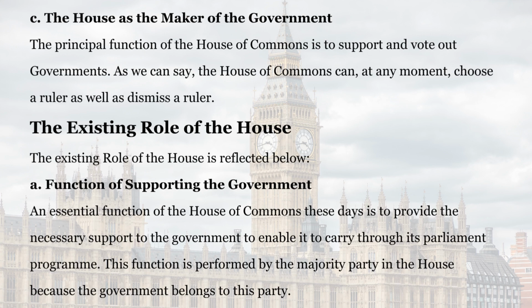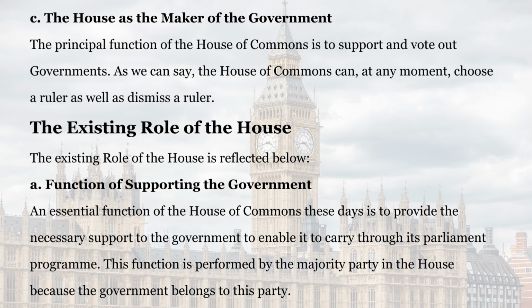C. The House as the maker of the government. The principal function of the House of Commons is to support and vote out governments. As we can say, the House of Commons can, at any moment, choose a ruler as well as dismiss a ruler.